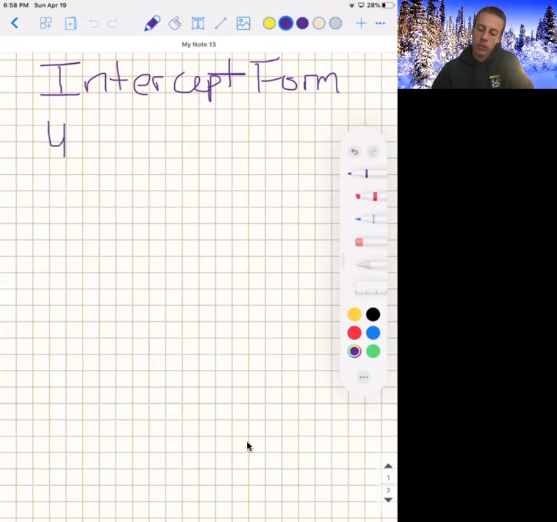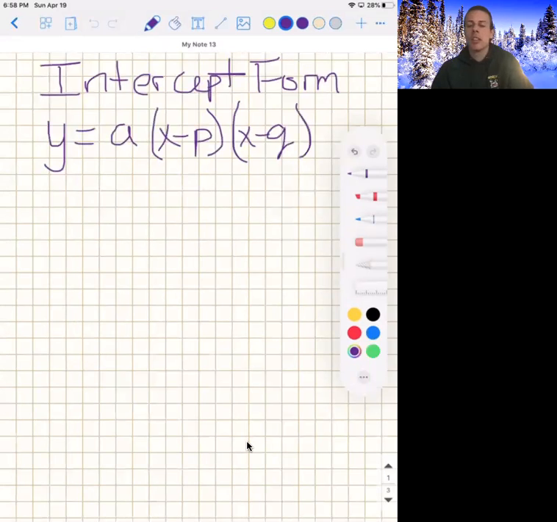So just for your guys' notes, the general form of intercept form is going to look something like this: y equals a. And then you're going to see two sets of parentheses, x minus p and x minus q. Kind of reminds you of when you would factor or FOIL. And so that's going to be our general form, where the values of p and q are your x-intercepts, again, where it hits the x-axis. So we're going to take a look at an example, but those are our x-intercepts.